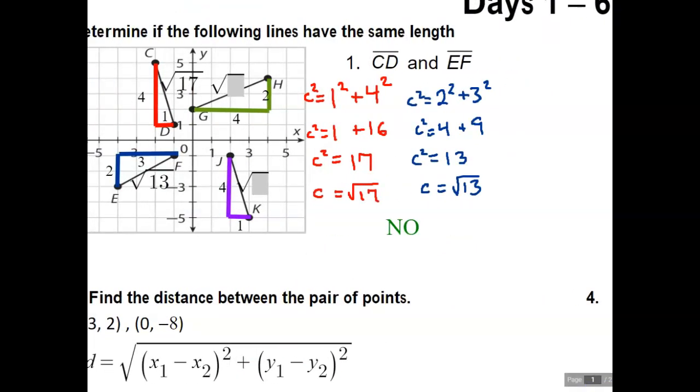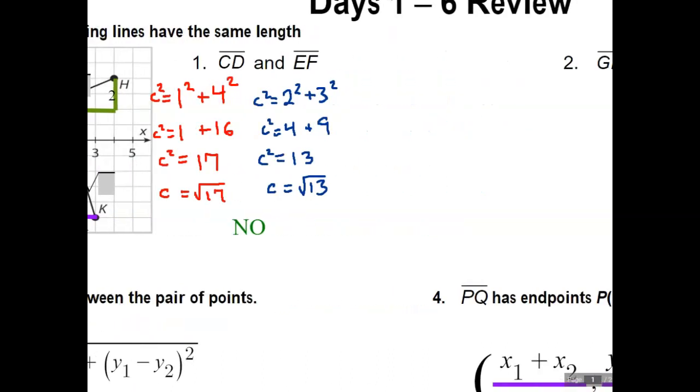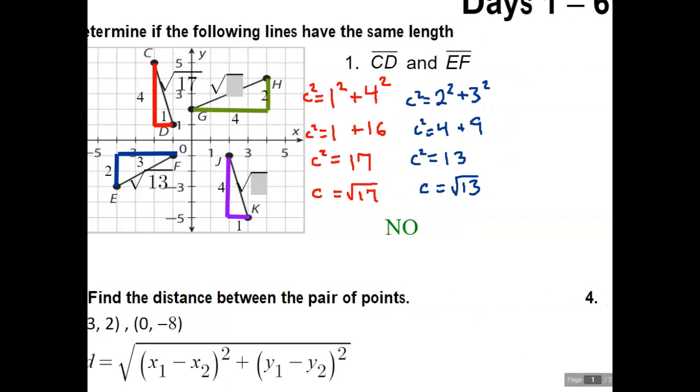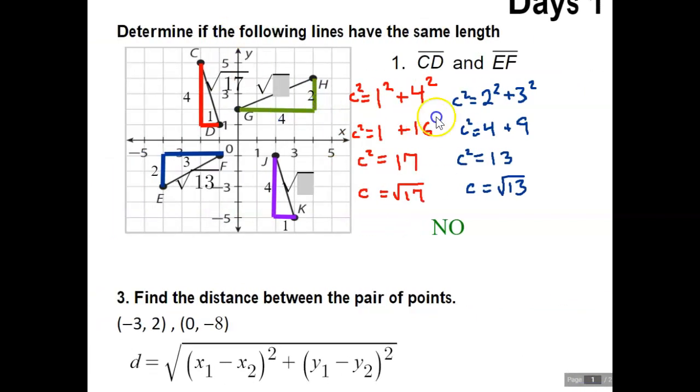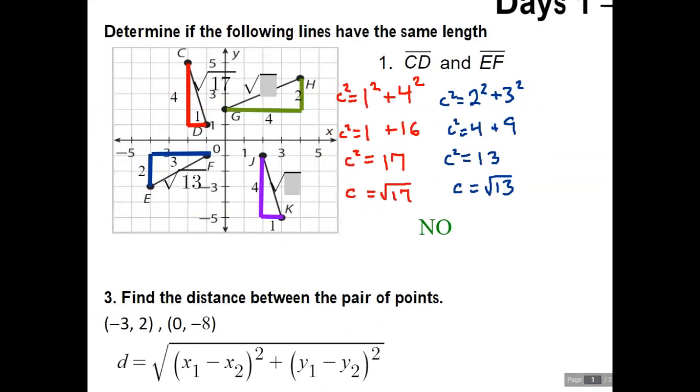Okay. Then we can do the same thing for the next two. Let's see here, GH and JK. So GH would be 4 squared plus 2 squared, right? It's equal to c squared. So we have 16 plus 4, which equals 20. Therefore, c is going to equal the square root of 20. Okay. So up here we have square root of 20.